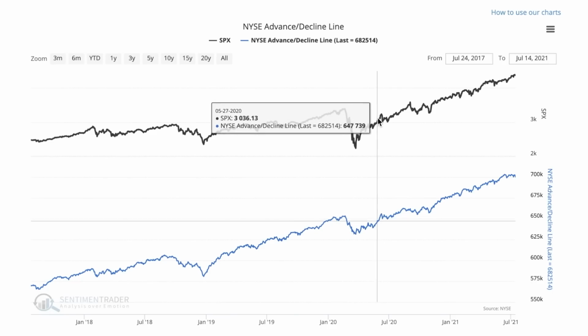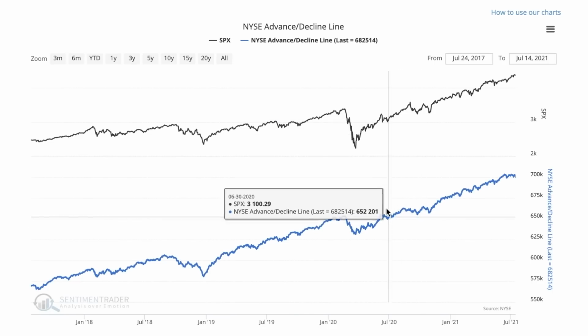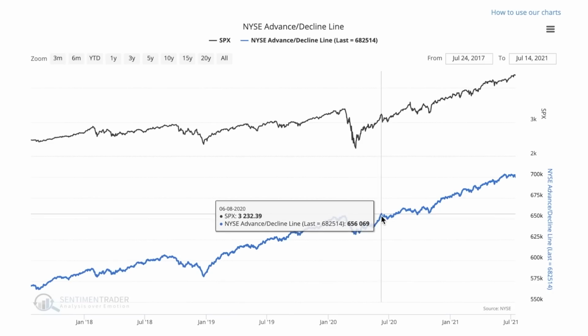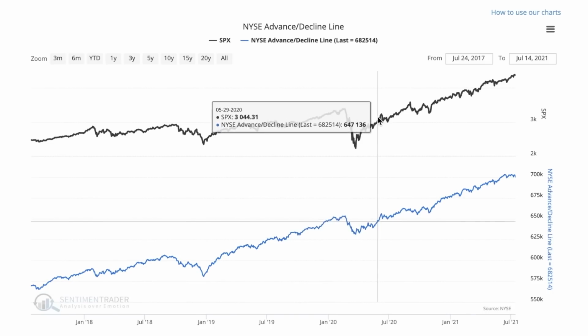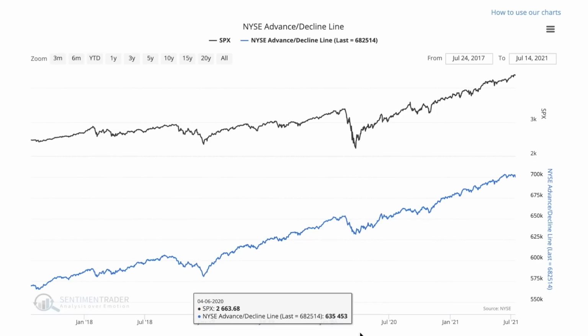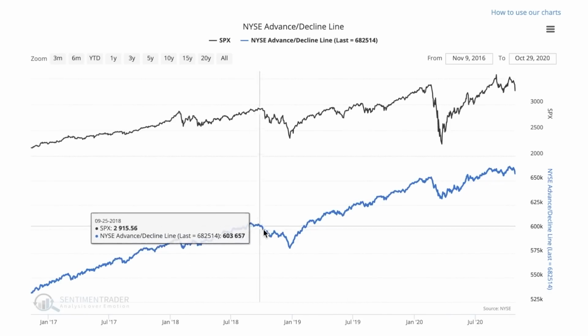So that was telling you that the market could see more strength ahead. So that was the advanced decline line telling you that the market underneath the surface was even stronger than where the price was currently at. So that's interesting. Now let's skip over to 2019.